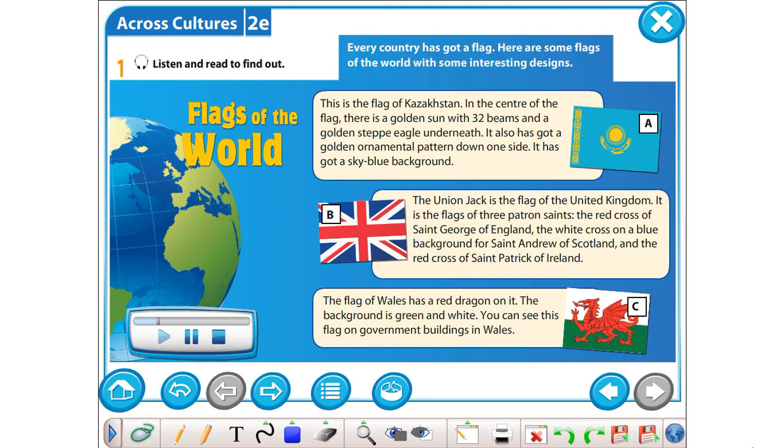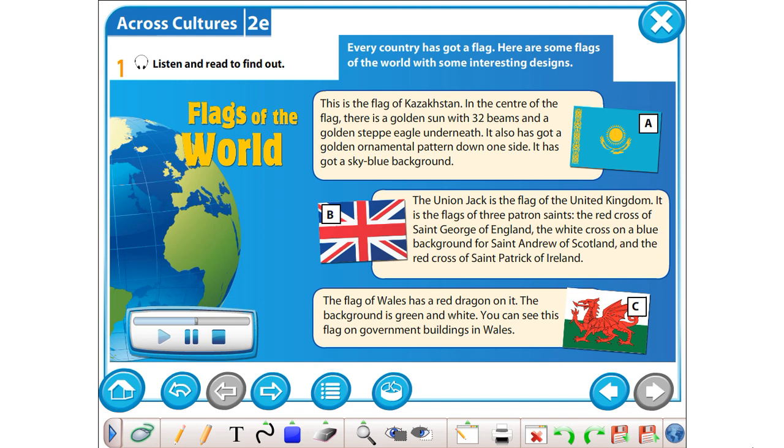A. This is the flag of Kazakhstan. In the center of the flag, there is a golden sun with 32 beams and a golden steppe eagle underneath. It also has got a golden ornamental pattern down one side. It has got a sky blue background.